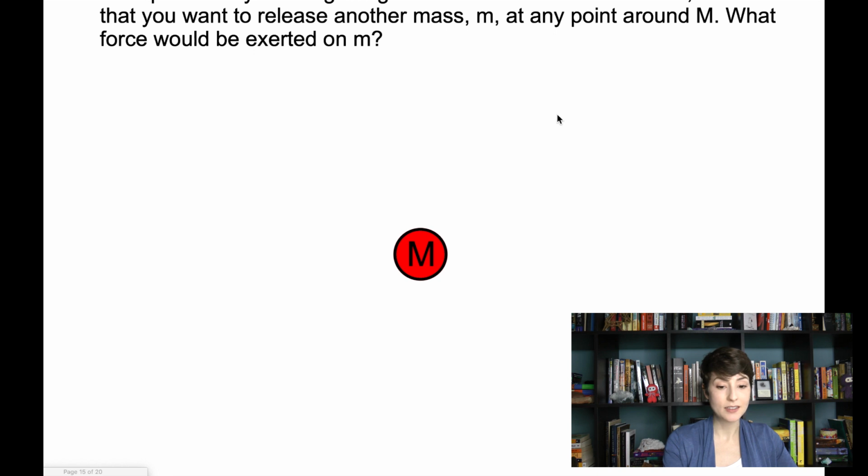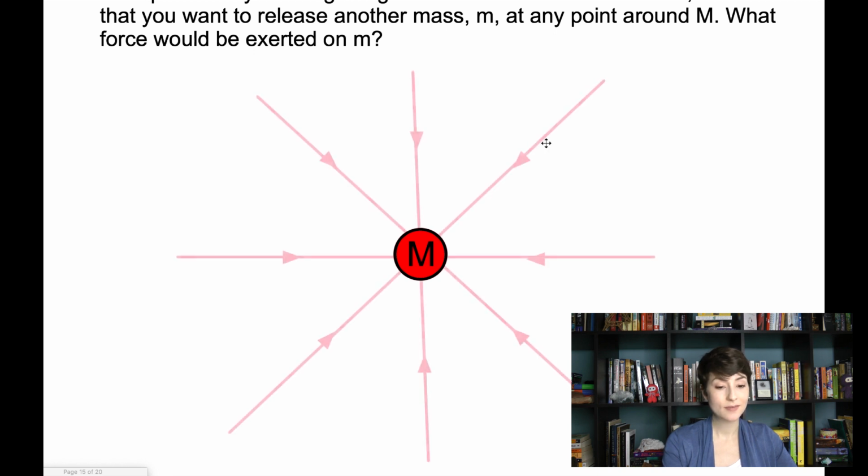So our field lines would look like this. They would be directed towards the central mass. Notice that where the field lines are closest, that represents where the force exerted on our tiny little test mass would be strongest. Where the field lines are more spread apart, that represents areas where the force would be smaller.